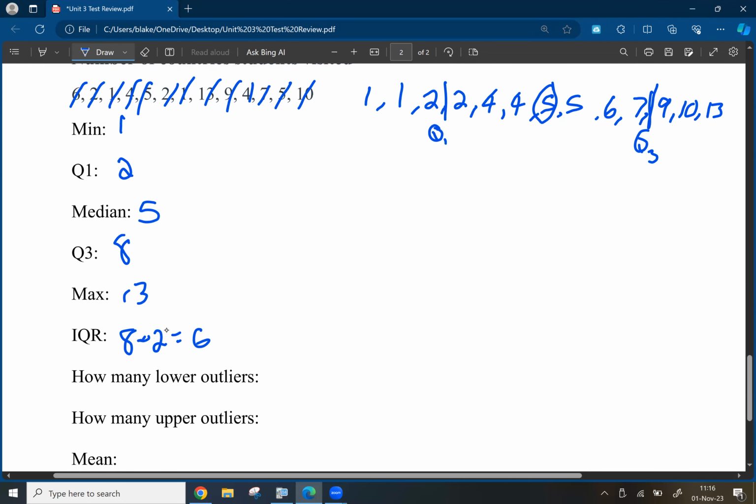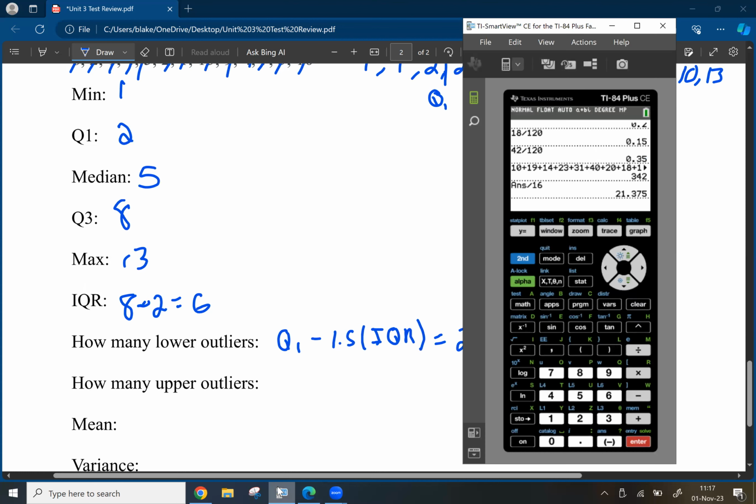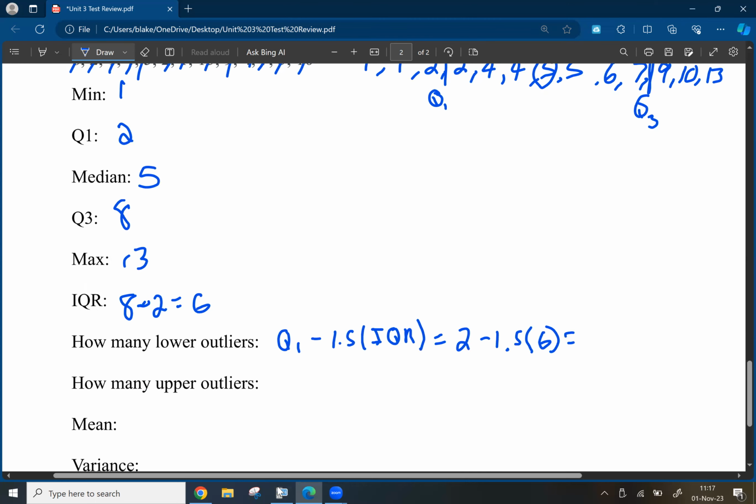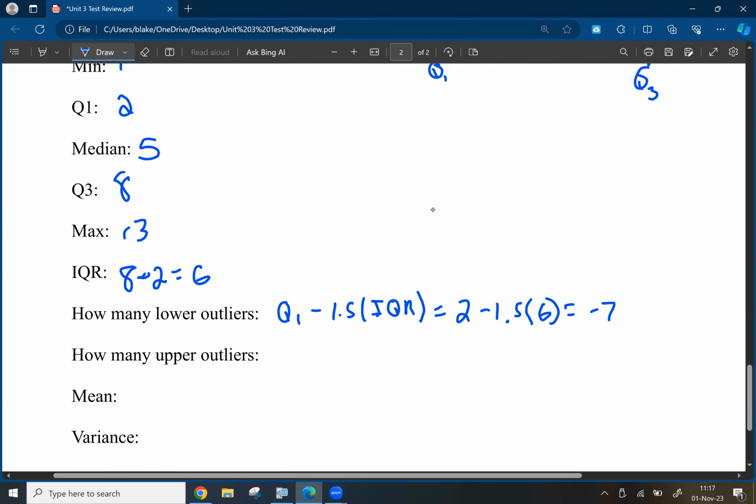How many lower outliers? So the outlier rule: we have Q1 minus 1.5 times IQR, which in this case, remember Q1 is 2 minus 1.5 times 6, because IQR is 6. So we type this in real quick. 2 minus 1.5 times 6 is -7. Do we have any numbers that are smaller than -7? No. So there are no lower outliers.